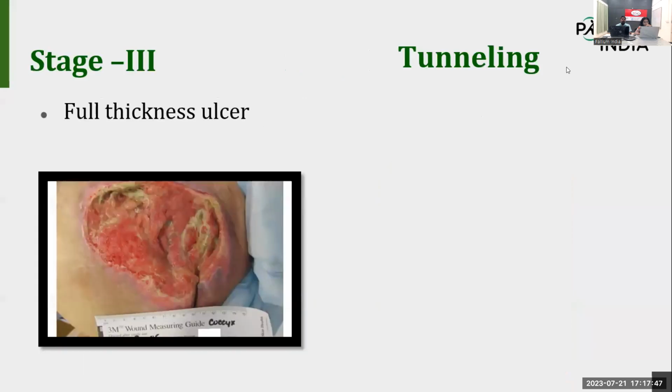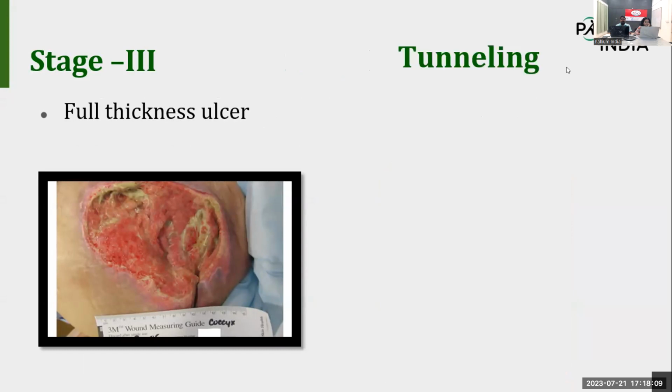So this one is stage 3. Stage 3 means full thickness ulcer. It is not at all simple peeling. After peeling, some more underlying tissues are also affected. But bone or muscle or tendon will not be exposed. Just going to the full thickness ulcer only.